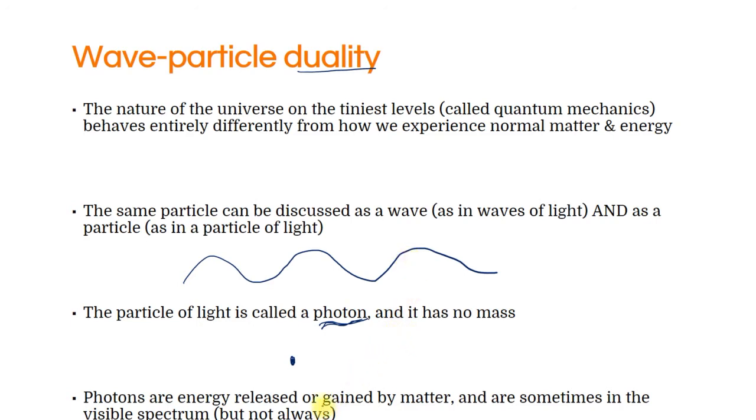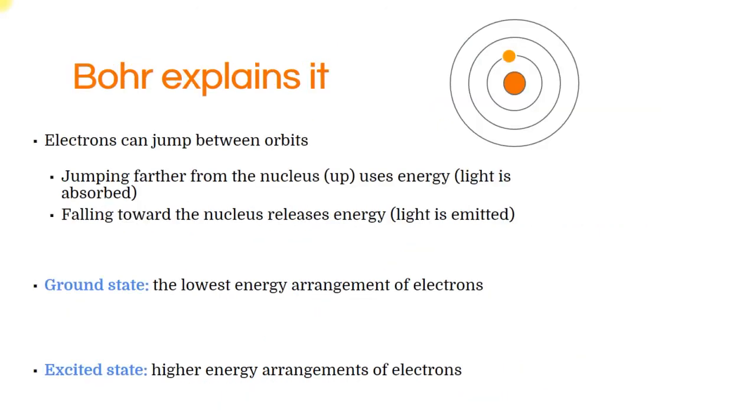Okay. Now, ultimately, photons come from matter. They are either released or absorbed by matter, which of course is atoms. So that's where it's connected to chemistry. Okay. Sometimes the photons released from matter are going to be in the visible spectrum, and sometimes they're not. But here's how the process works.